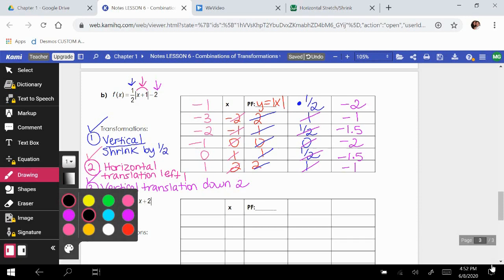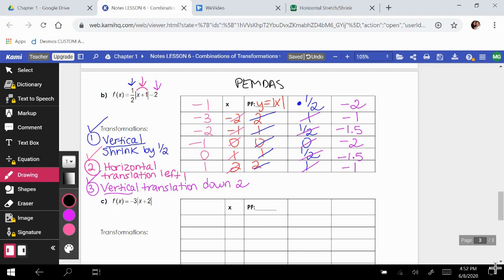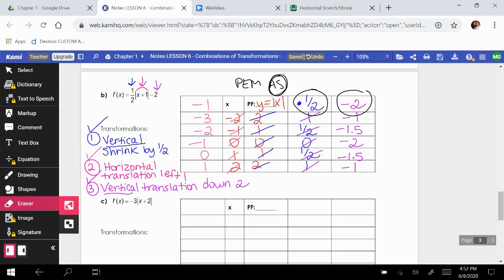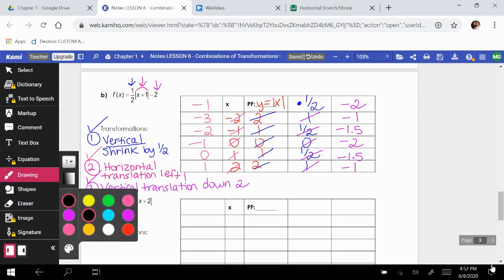Again, order is so important. Make sure, well, you can think about PEMDAS really. Make sure you're always doing your multiplication before any addition or subtraction, right? Multiplication always comes before addition and subtraction. So that's why order is so important here. Okay, so then you would have your points, the negative 3, negative 1, negative 2, negative 1.5, etc.